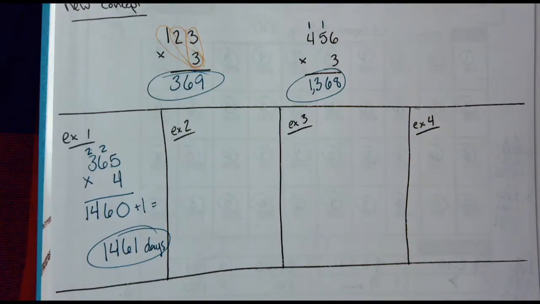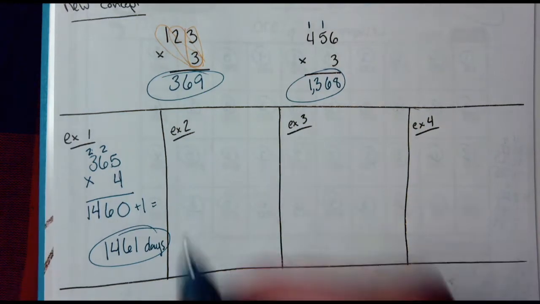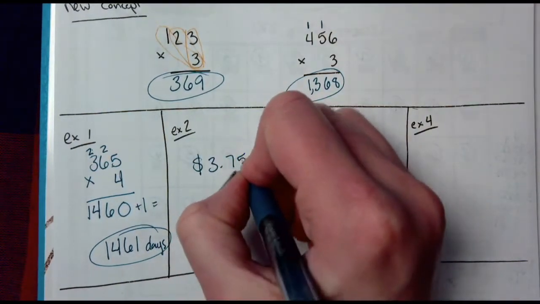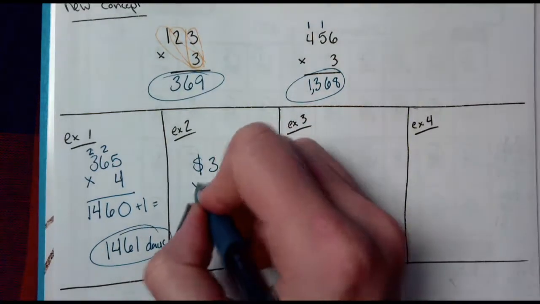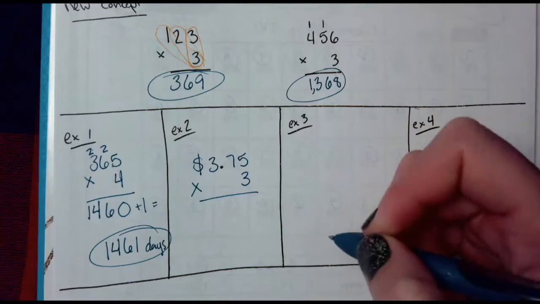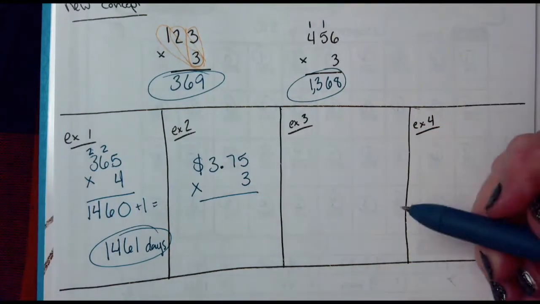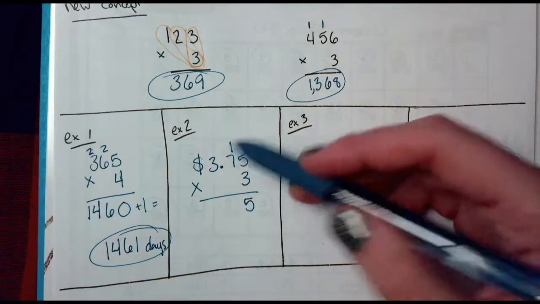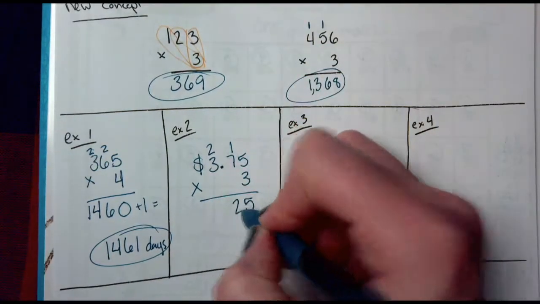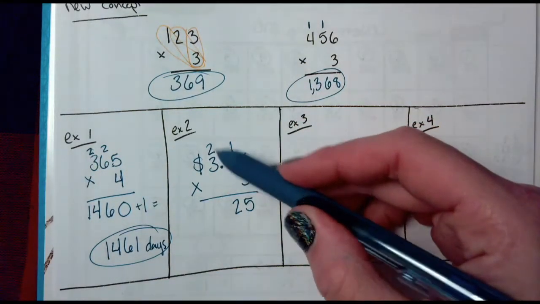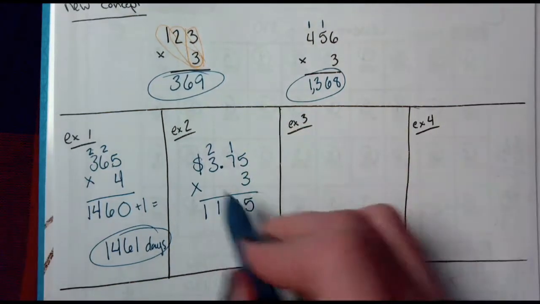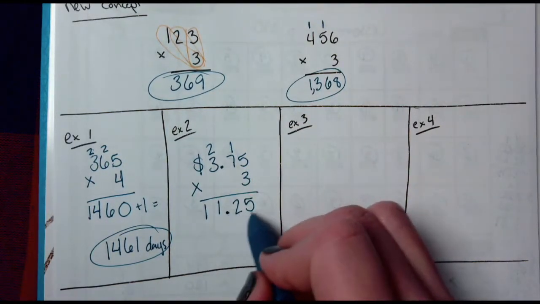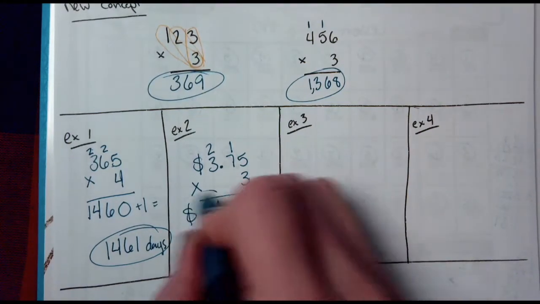Example 2 says tickets to the school play were $3.75 each. How much money would 3 tickets cost? So we're going to do $3.75 for each ticket times the 3 tickets to figure out how much that would cost. 3 times 5 is 15. 1 goes up, 5 comes down. 3 times 7 is 21, plus 1 more is 22. 3 times 3 is 9, plus 2 is 11. Don't forget your decimal point, 2 in, right, because we get 25 cents. So $11.25.